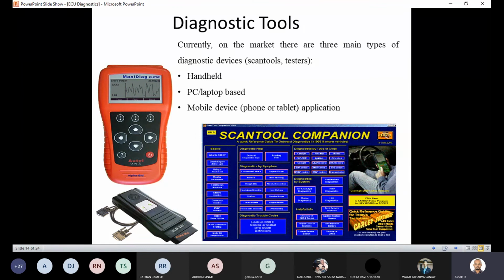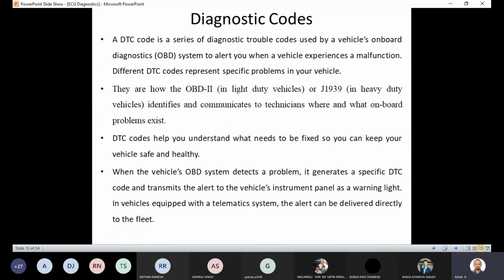That manipulation is in reprogramming of the controller or calibrating the data to a certain extent. So this is a typical screenshot, or photograph, of the scan tool. This is one type of scan tool, and this is another type, and this is the visualized view of the scan tool software. There are three different types of scanning or diagnostic tools. One is a handheld scan tool like this, another is PC or laptop based, and another is a mobile device, which may be a phone or tablet application, through which you can connect to the OBD connector and retrieve the data.